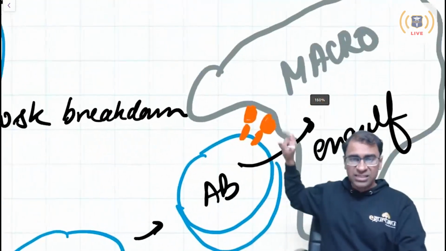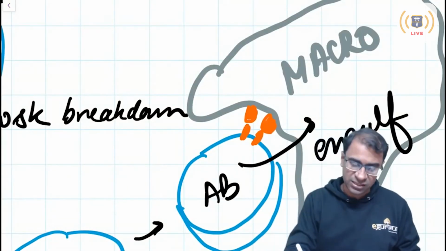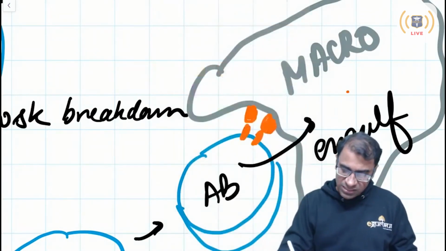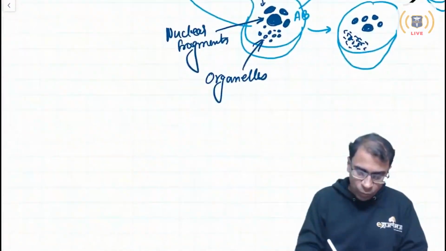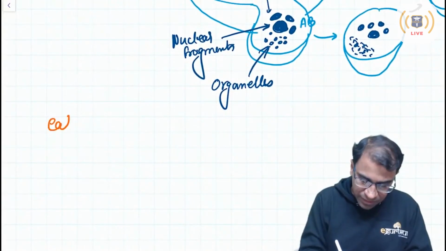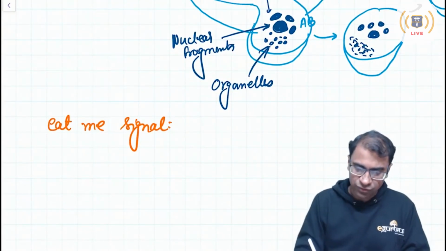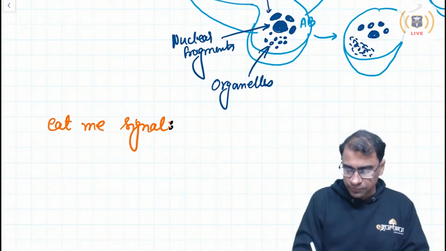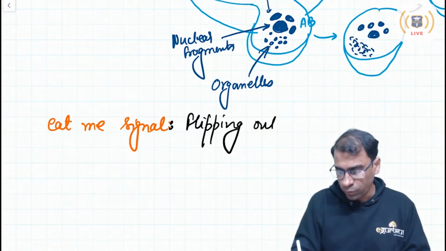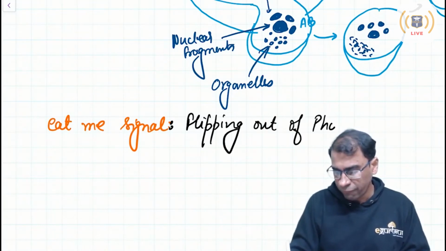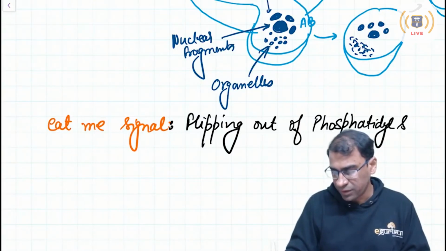So this sensing is actually called as eat me signal. Just make a star mark here and write it is called as eat me signal. What is this eat me signal? Eat me signal comes from the flipping out of phosphatidyl serine.